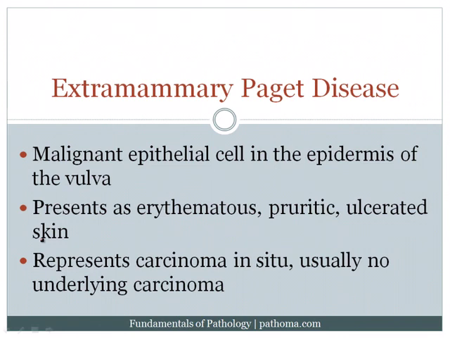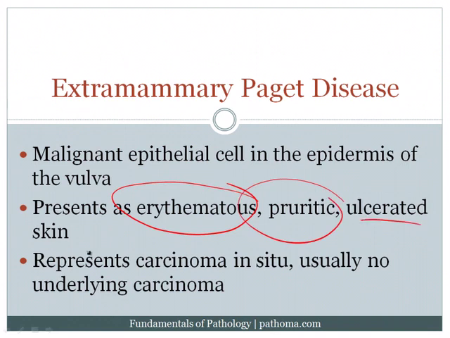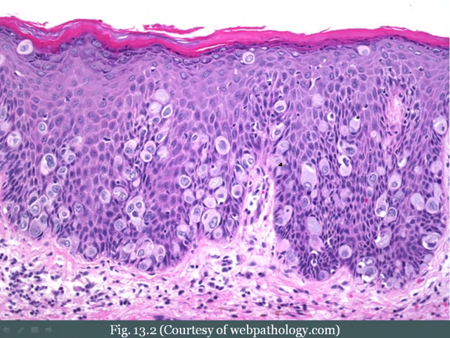Now you can see that in the nipple, and that would be called Paget's disease of the nipple. And you can see that in the skin of the vulva, and that's called Paget's disease of the vulva. When it presents, whether it be in the nipple or in the vulva, it presents as an erythematous, itchy, ulcerated skin. And again, it's going to be due to the fact that there are malignant epithelial cells within the epidermis of the skin.